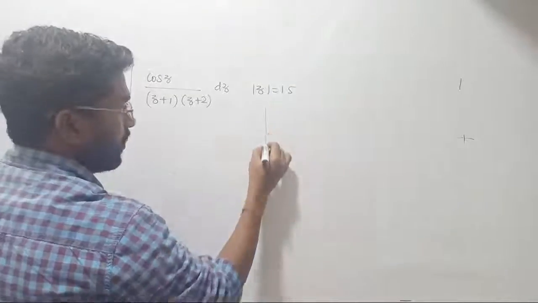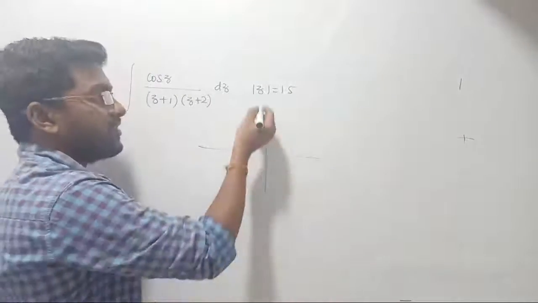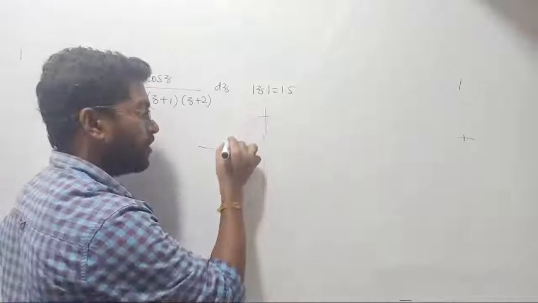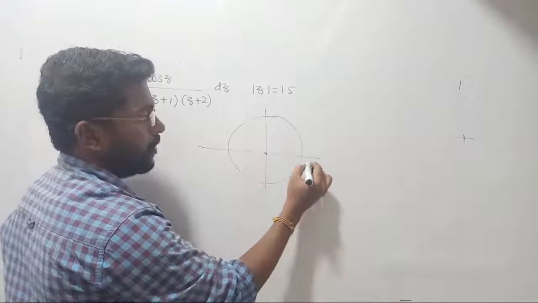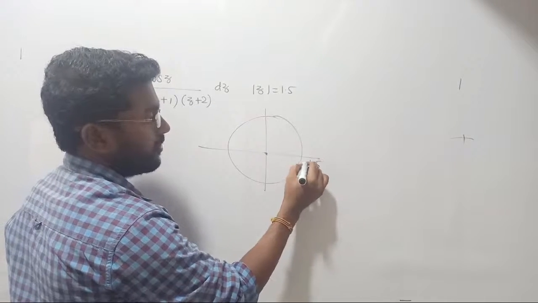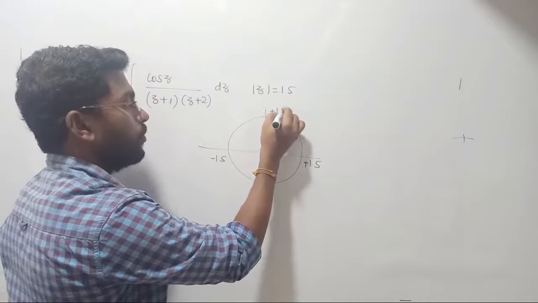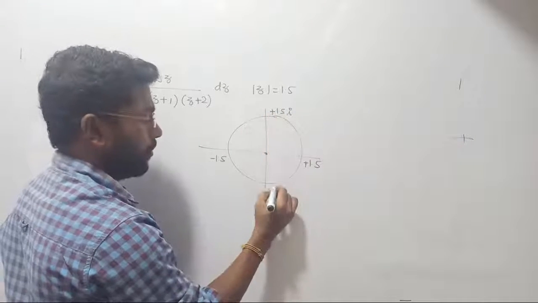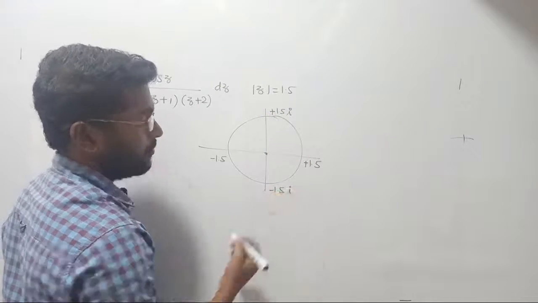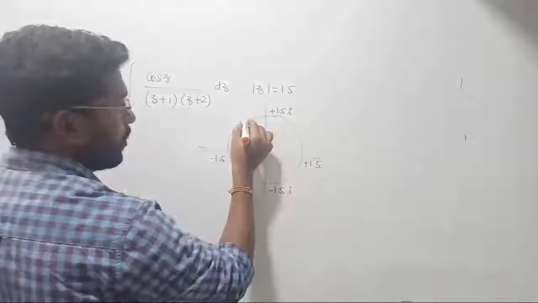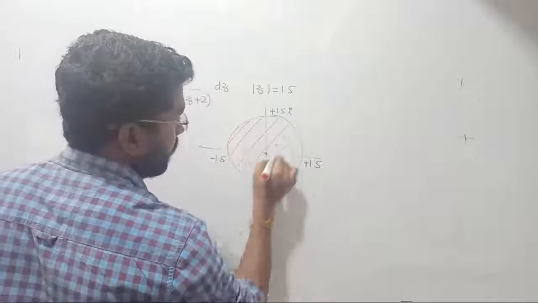First step, draw the region of convergence. What is the center point? 0 comma 0, radius 1.5. So we should draw a circle from the origin, with points plus 1.5, minus 1.5, plus 1.5 times i, minus 1.5 times i. Now this is going to be our region of convergence, the ROC.